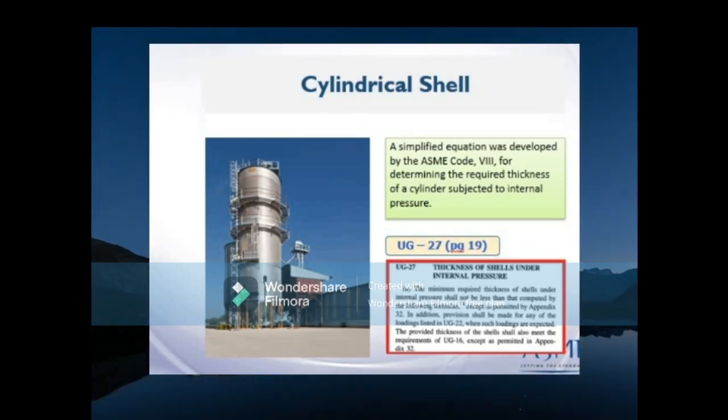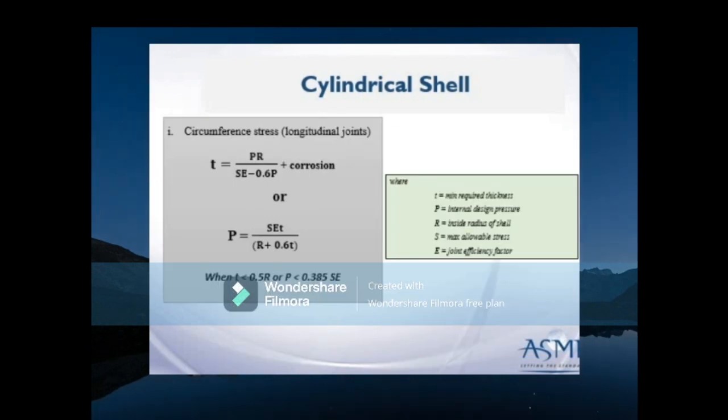Cylindrical shell. UG-27 mentions the minimum required thickness of shells under internal pressure shall not be less than that computed by the following formulas except as permitted in Appendix 32, Local Thin Areas. The ASME Boiler Code Section I, as well as Section 8, requires longitudinal and circumferential butt joints to be examined by full radiograph. In addition, provision shall be made for any of the loadings listed in UG-22, when such loadings are expected.